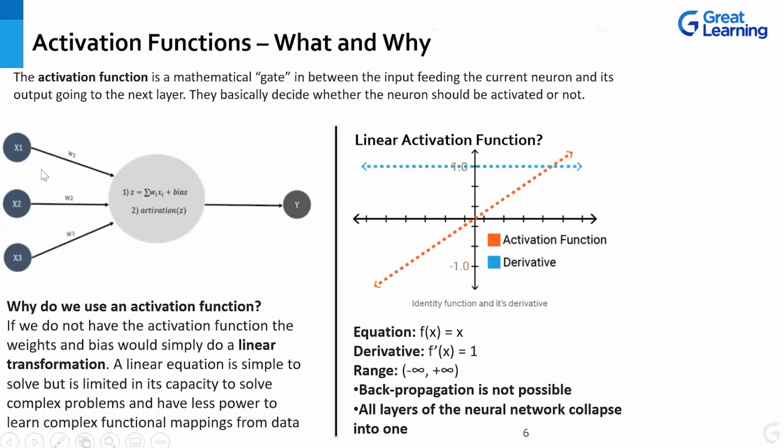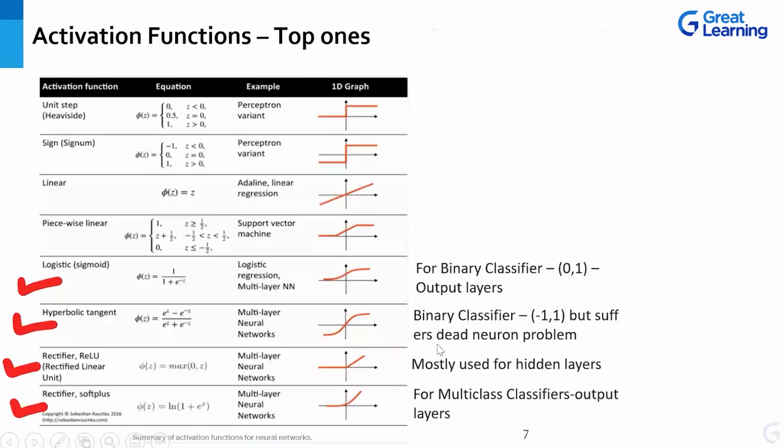You pass your data, apply the functions like y equal to f of x on your data, and you get some output. That is what the gate is doing. That is what activation is doing, right? On the right hand side, I'm talking about a linear activation function example. Suppose you take a linear activation function here, and this is your equation, f of x equal to x. This is nothing but a linear activation function. This is a linear line, right?